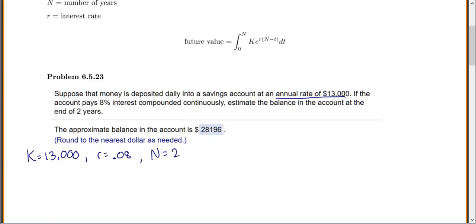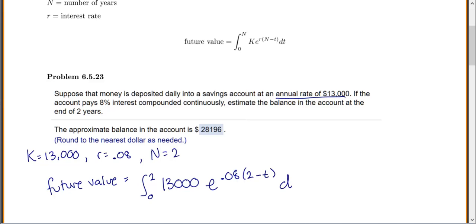So let's go ahead and put it in. This is just a screenshot so you can see the answer there. We can double check ourselves. So our future value after 2 years is going to be equal to the integral from 0 to N, 0 to 2, of K, or 13,000, e to the r, which is 0.08, times N, which is 2, minus t, dt.